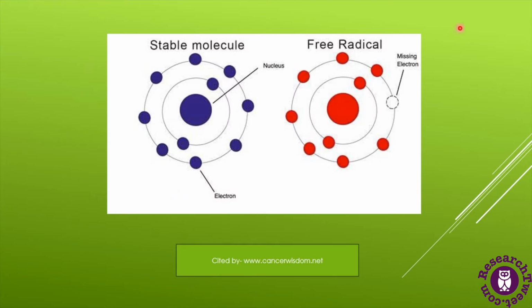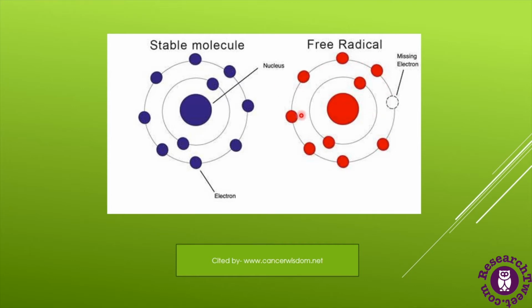So now let's understand with this picture. Here is the structure of a stable atom. We can see the nucleus, which consists of protons and neutrons, and these are the orbitals which have electrons in them. In the outer orbital of this atom we can see there are 8 electrons, and the octet of this atom is completed.